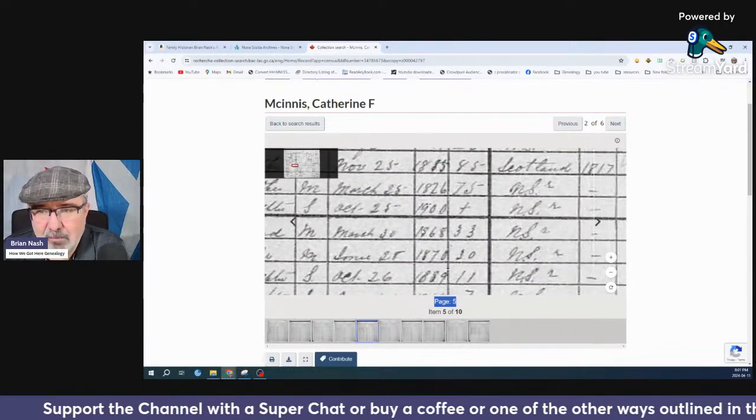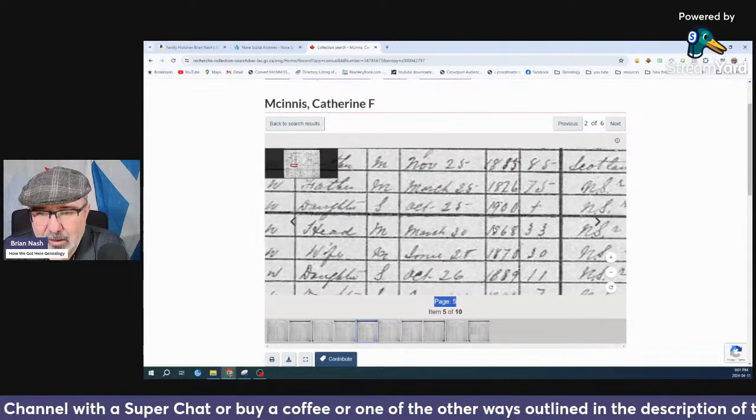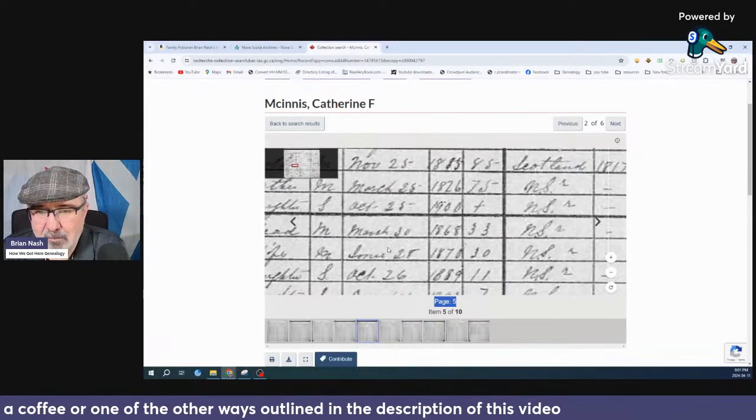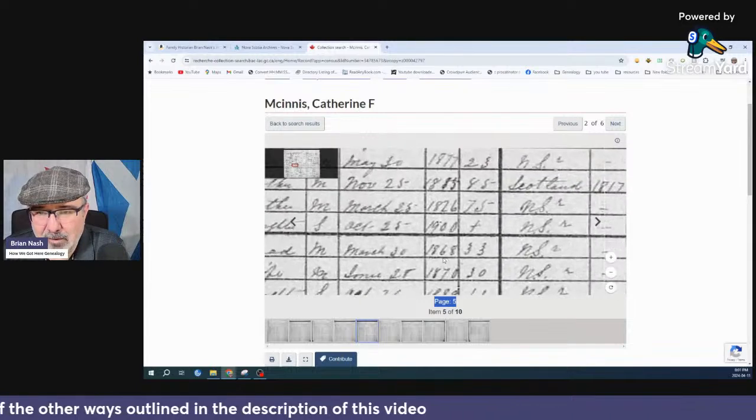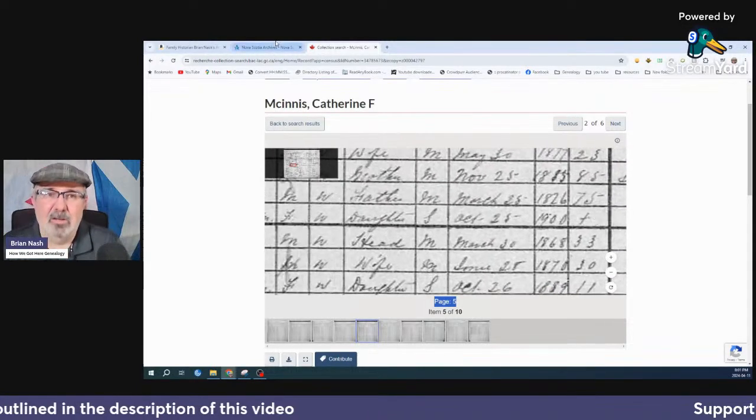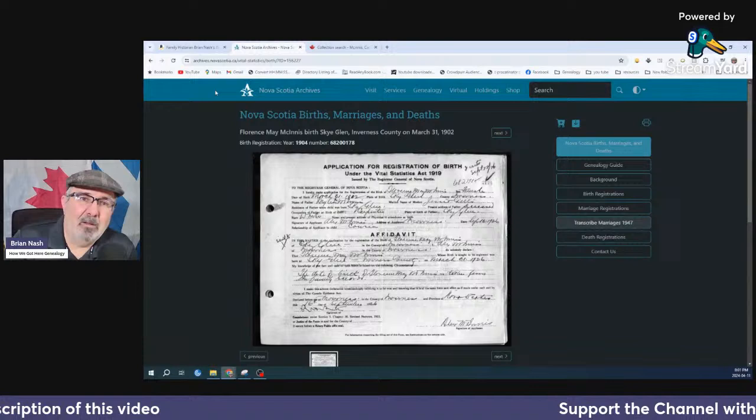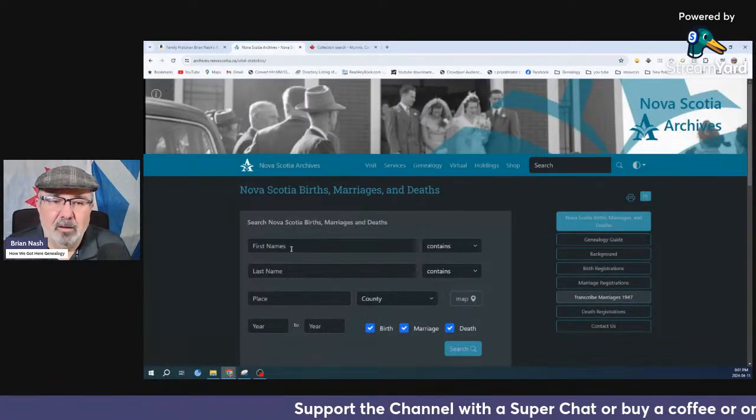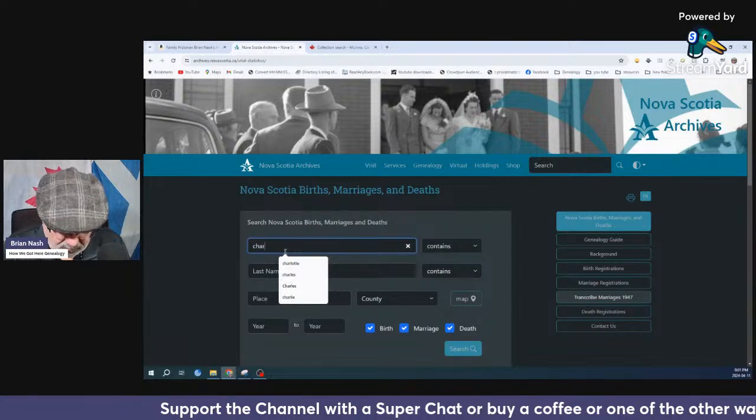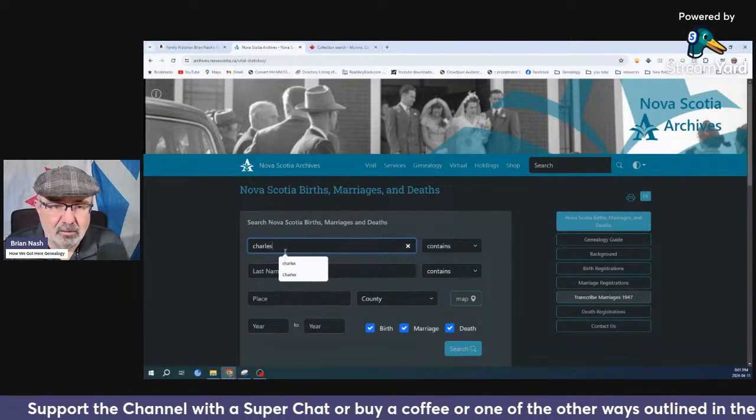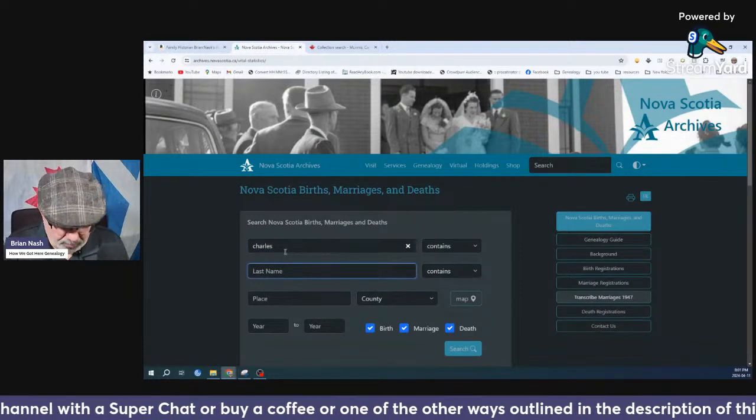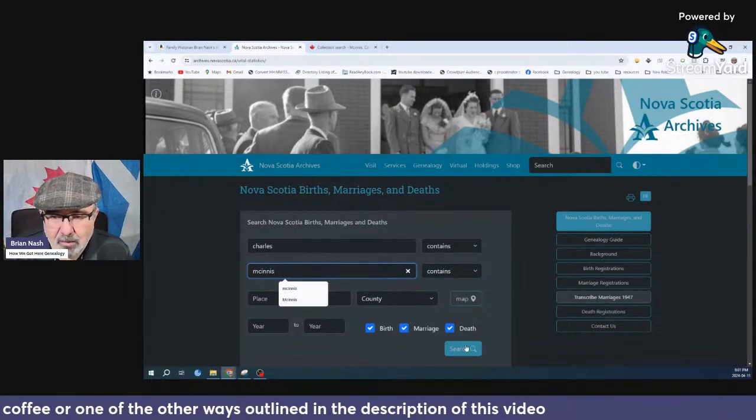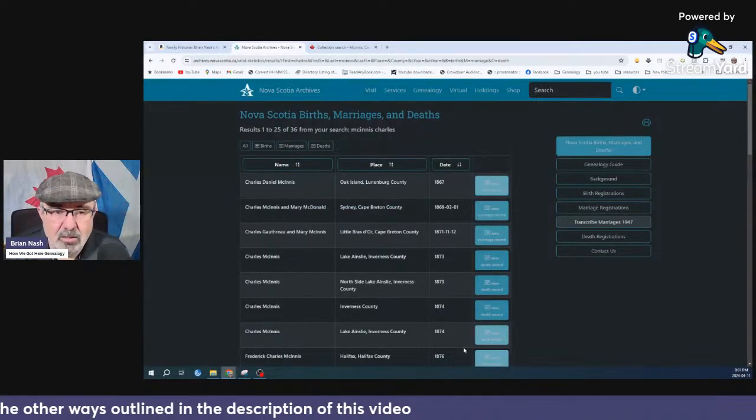I found her parents. So I have her father is Charles McGinnis. So I'm going to go back to Nova Scotia, and I'm going to go back to my search here, and I'm going to search for Charles McGinnis. So this is a quick way to break things down when you can't find records. Go to the census and see what you find.